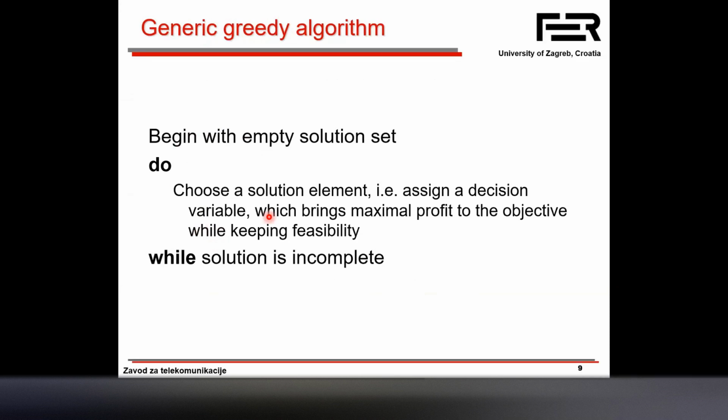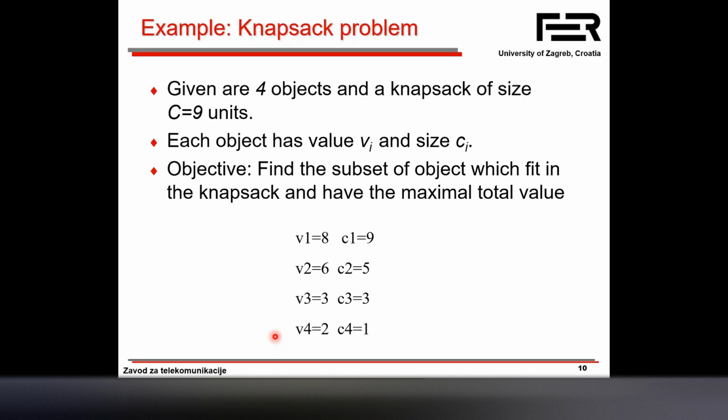This is just a very basic generic greedy algorithm. So we begin with an empty solution set. We choose a solution element or assign a decision variable which brings maximal profit. And that's what you need to decide. So you need to decide what we mean by maximal profit to the objective while keeping it feasible, right? And we keep going until all solution elements have been either added or decided upon. Let's look at some examples.